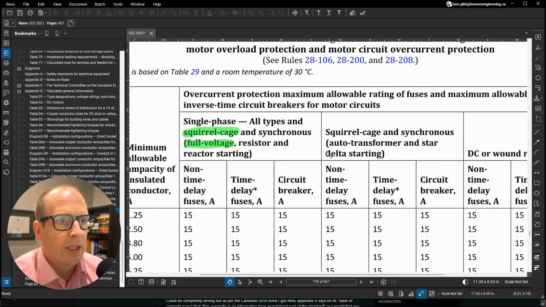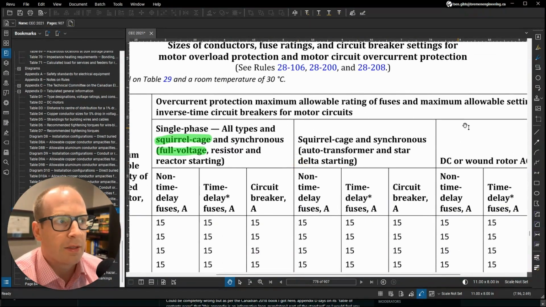So it is separated like this. All types of single phase and squirrel cage and synchronous motors, whereas this one is auto transformer and start delta, squirrel cage and synchronous motors. So for your standard 3-phase induction motor, we are in this column.